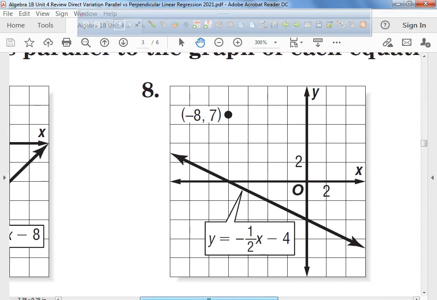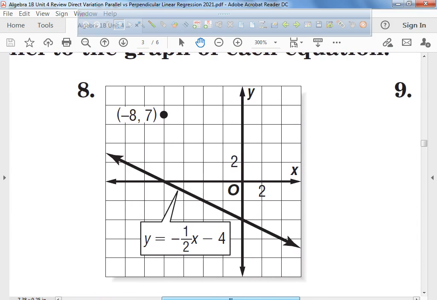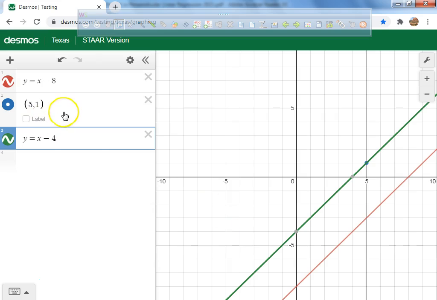So what do I want you guys to type into Desmos? I want you guys to type in negative 8, comma 7, and this equation right here, y equals negative half x minus 4. So let's go over to Desmos real quick. We'll type in our new ordered pair. And what was our new ordered pair, everybody?